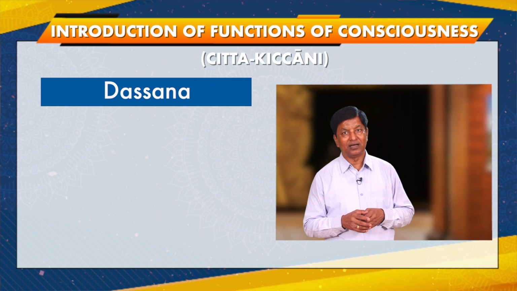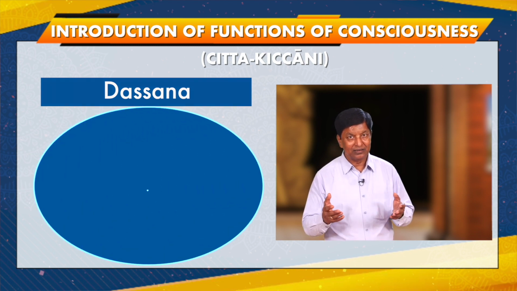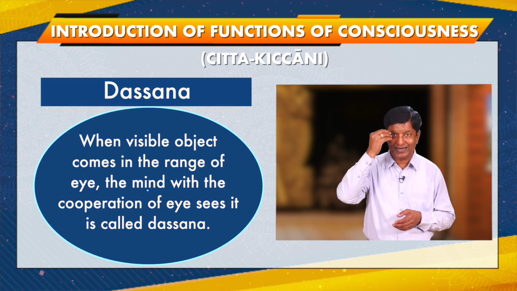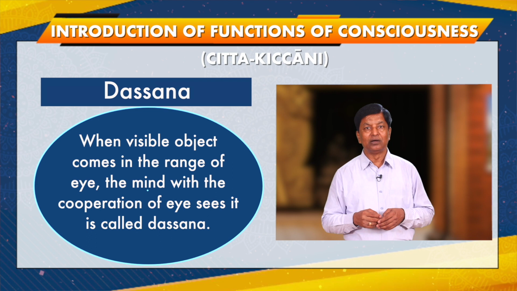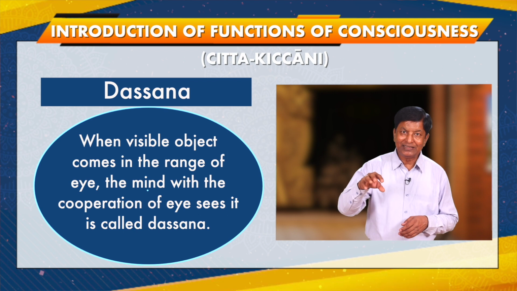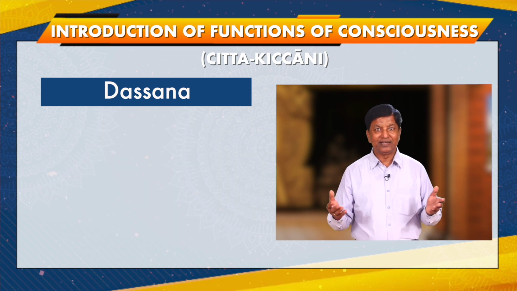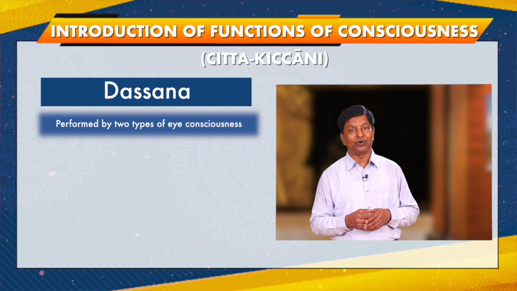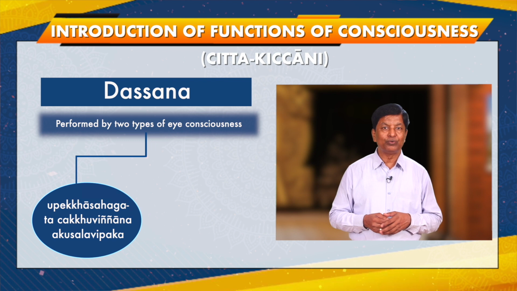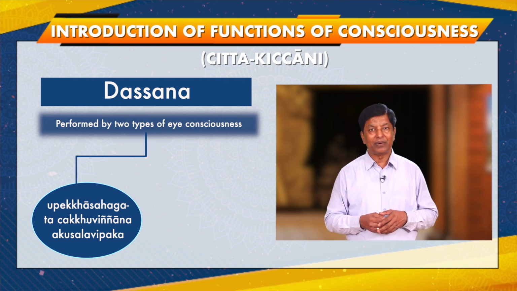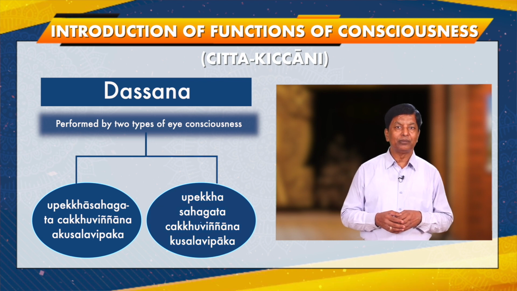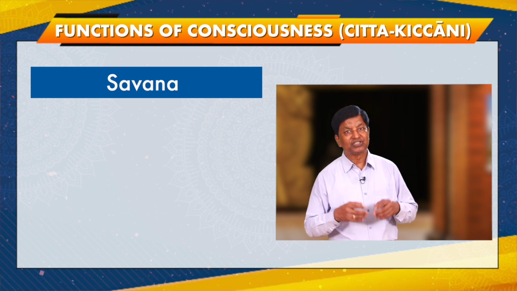Next is Dassana. It means seeing. When the visible object, Rupa, comes in the range of the eye, the mind with the cooperation of the eye sees it. The act of seeing is called Dassana. It is being performed by two types of eye consciousness, namely Upekha Sahagata Chakhu Viyana, Akusala Vipak, and Upekha Sahagata Chakhu Viyana, Kusal Vipak. Next is Savana.